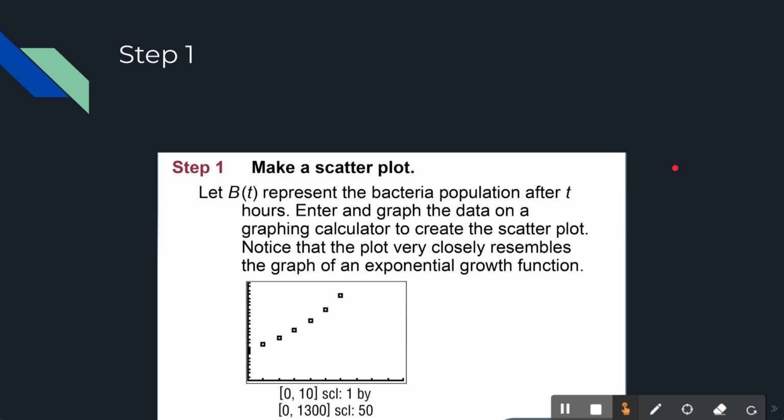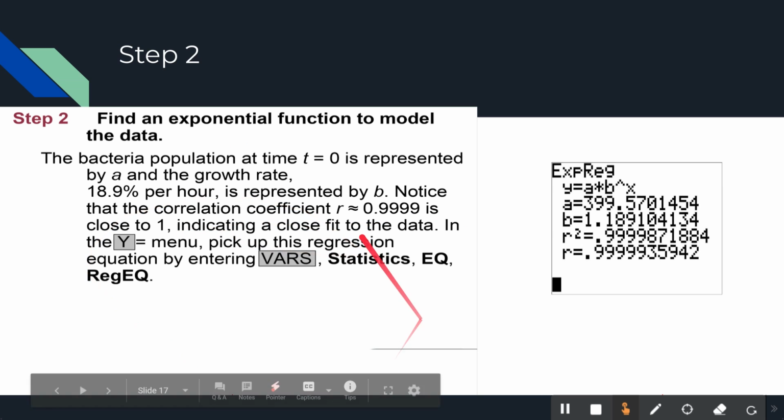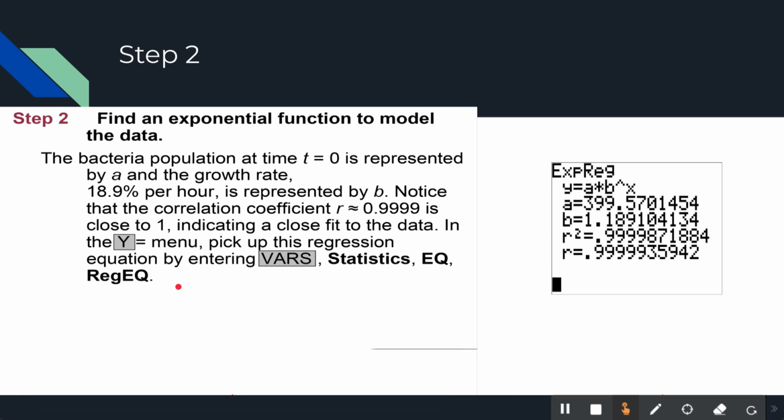So this is my scatter plot. Then you find an exponential function to model the data. And depending on the calculator, you can either use this. I'm not sure if your calculator has some other steps, so I highly encourage you to check with your calculator's manual or find some YouTube video on how to do that. But the principle is the same.